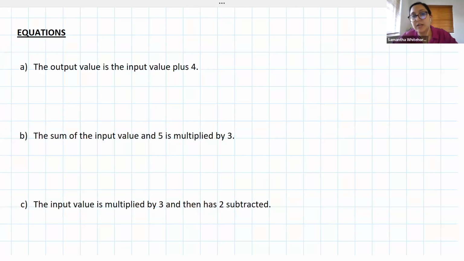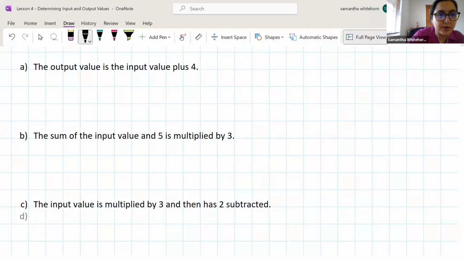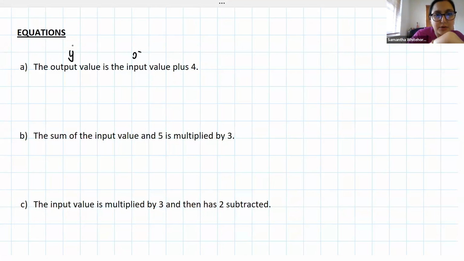The output value is the input value plus 4. Okay, so what I like to do, because sometimes for whatever reason, the second we start putting words in maths, we get so overwhelmed and so confused. It's like a word problem. For whatever reason, we panic when there's a word problem, and there's no need to. So what this is saying is that our output value, which we know is y, is the input value plus 4.